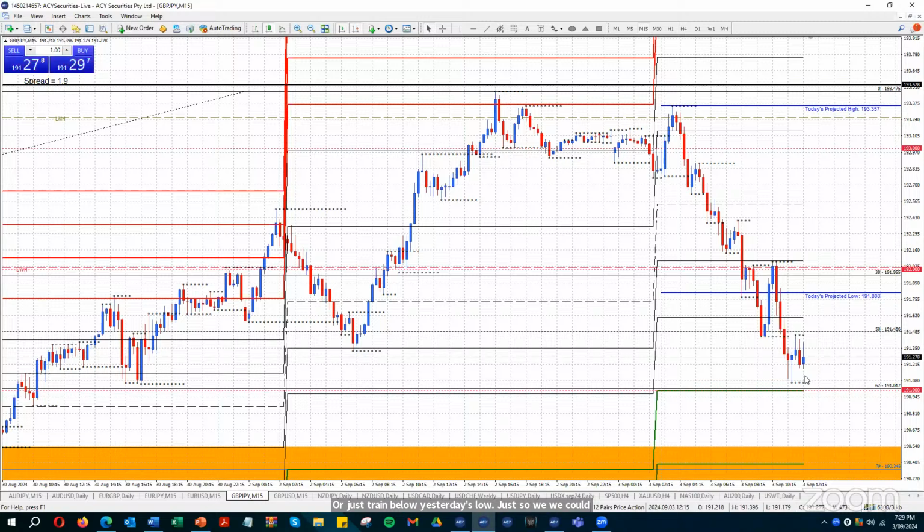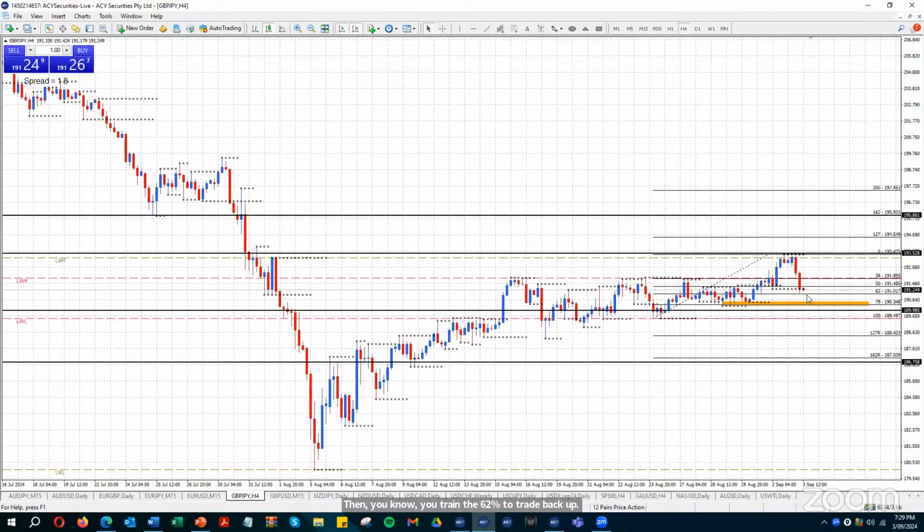So, if you start to see a setup and a reversal from the 191 level, then you're trading the 62% retracement to trade back up. And you're trading back up to retest the high at 193.47, and can we move up to the 127 extension at 194.54? All right. That's the way I would look at the pound yen at the moment.